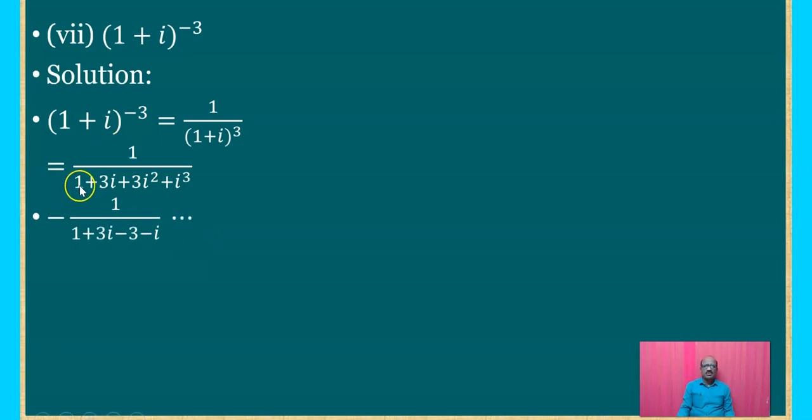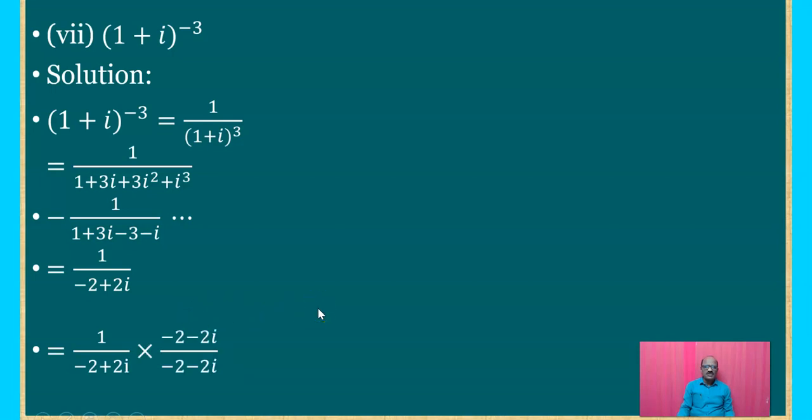See this here. That is 1 upon 1 + 3i, i² is minus 1 so minus 3, i³ is minus i. Next is a simplification: 1 + 1 − 3 is minus 2, 3i − i is 2i. Okay. Multiplied with its conjugate. And then you will get.